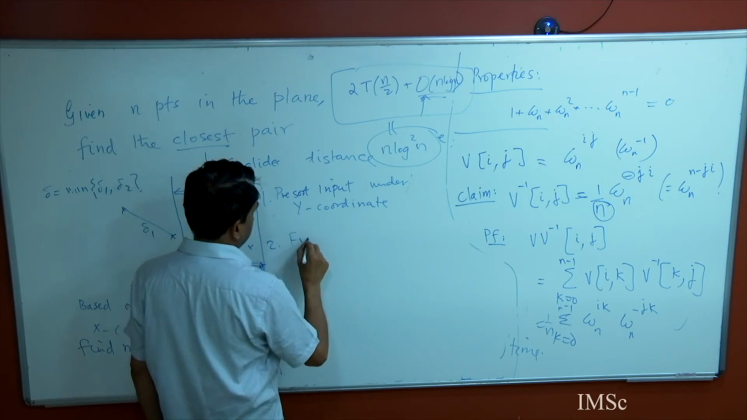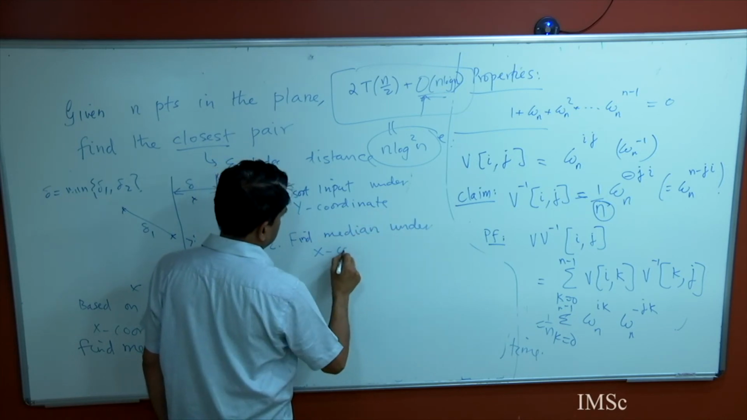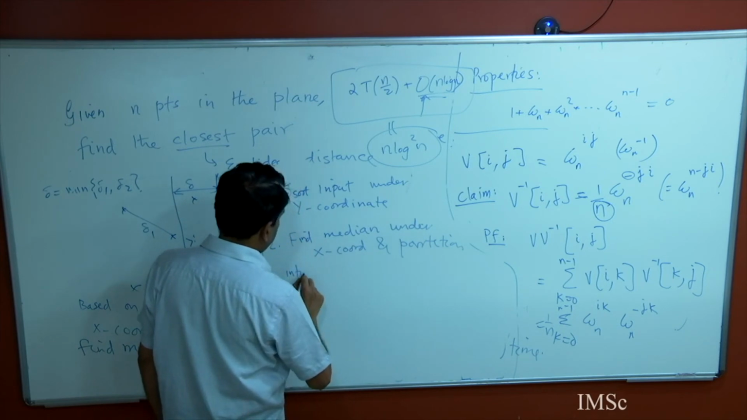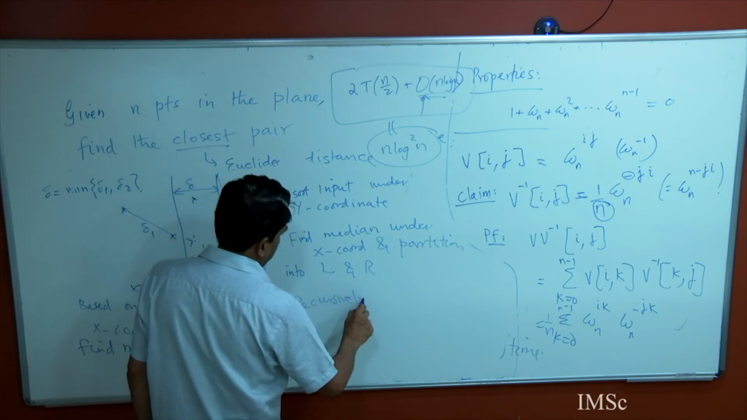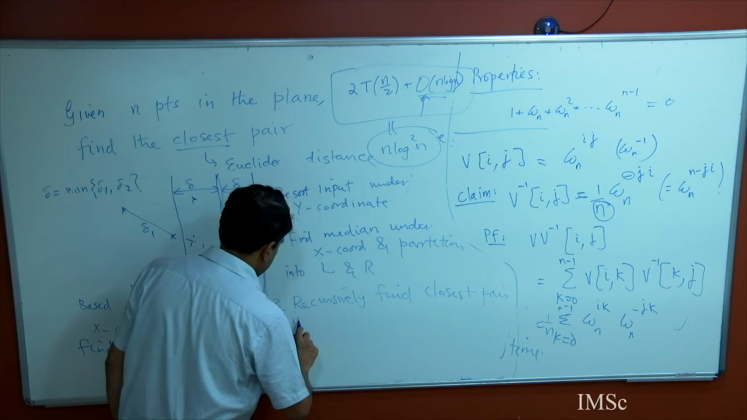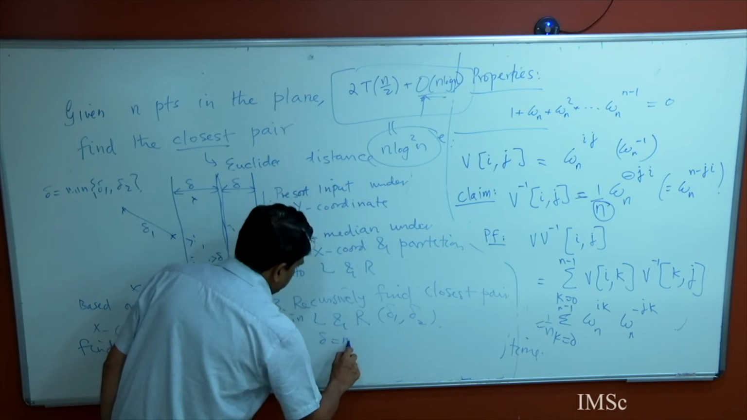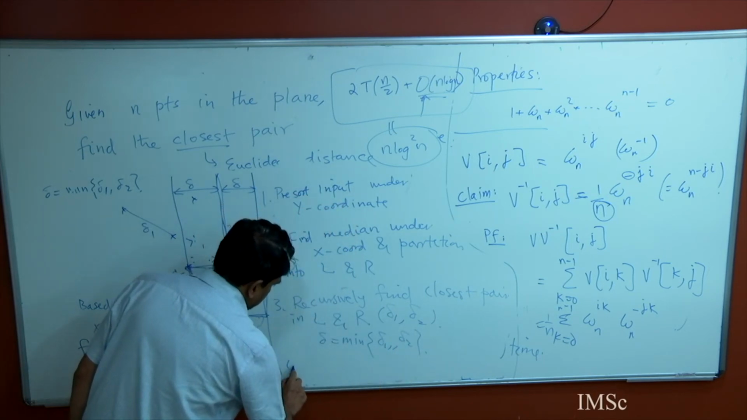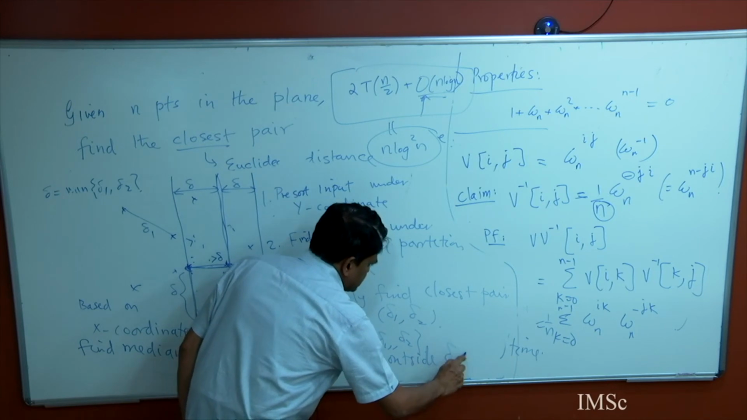Now find median under x, and partition all the points into L and R. Recursively find closest pair in L and R. So let's say that's delta 1, the distance is delta 1, delta 2, let delta equal to min of delta 1, delta 2, and remove points outside delta strip.